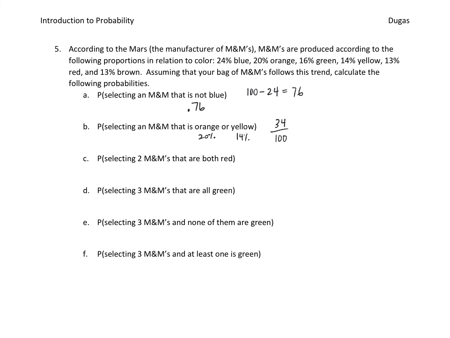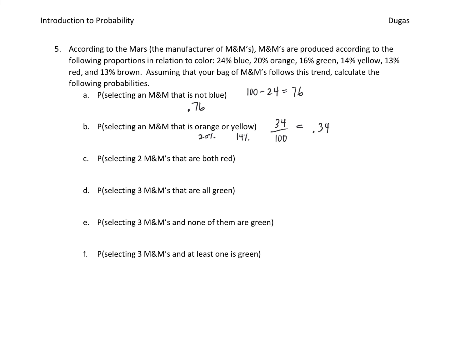Since they add up to 100, you can just assume that you have 100 M&Ms. And if you do, that means 24 of them would be blue, 20 would be orange, 16 would be green, etc. So then you can just make your fraction. So if there are 20 orange and 14 yellow, and those are both favorable events, then we could add those together to get the 34 out of 100. And I could write that in lowest terms, or I could write it as a decimal, 0.34.